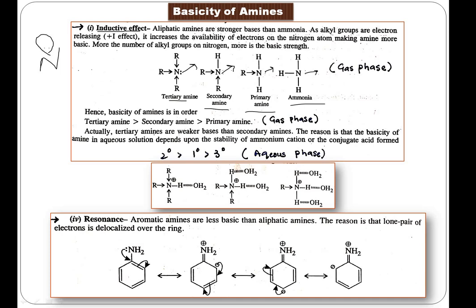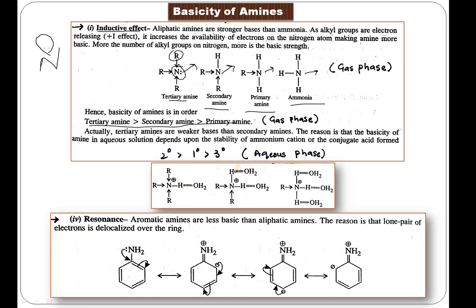अब इनमें से strong base कौन है? As per the inductive effect, इस पे जो group attached है, these R groups are normally aliphatic groups. They are electron donating. They have plus I effect. So when they donate the electrons, the electron density on the nitrogen increases. So it turns out that tertiary amines are stronger bases than secondary, then primary, then ammonia. तो हम order ये लिख सकते हैं, tertiary amines are stronger bases than secondary, then primary.